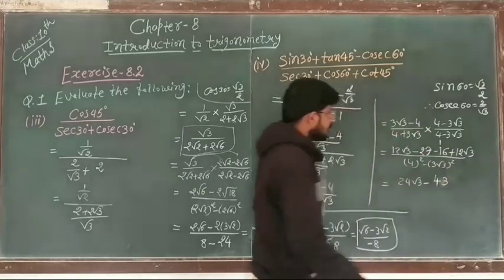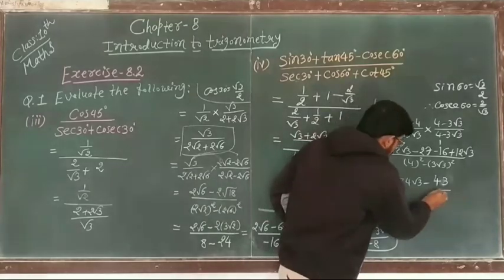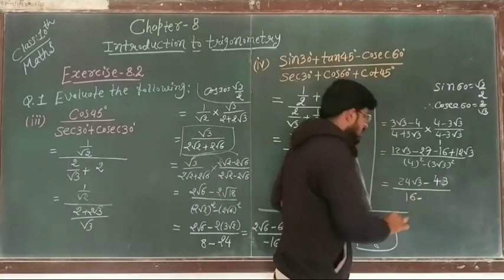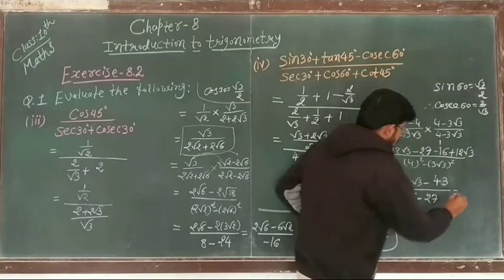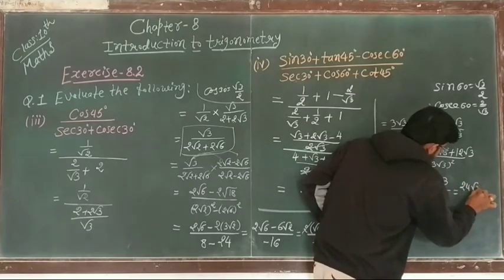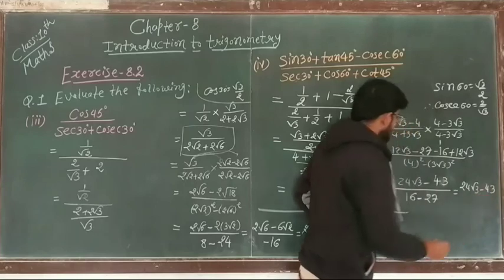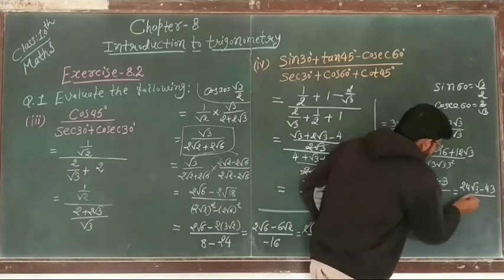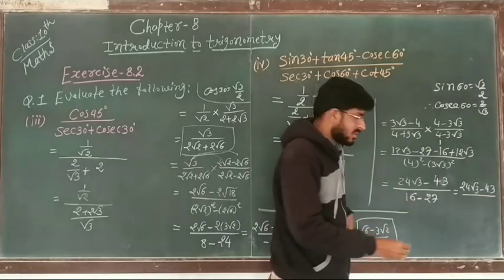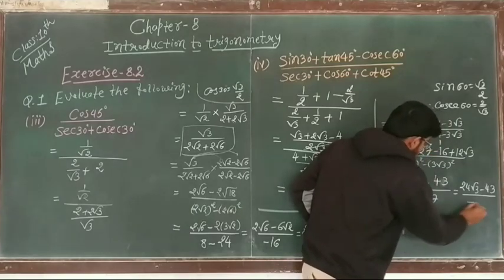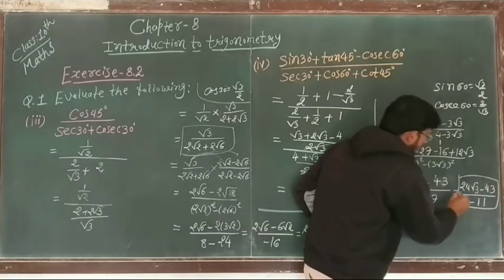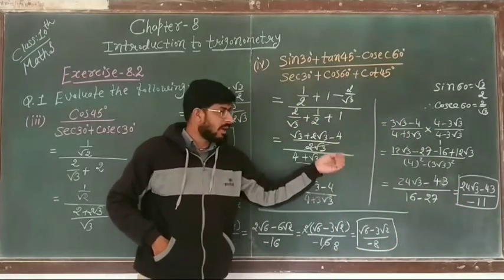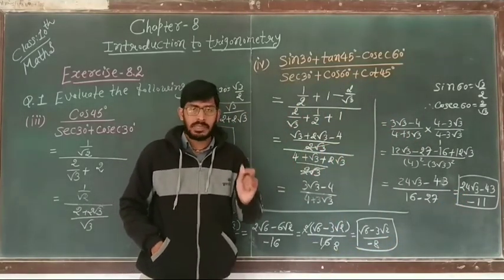So 43 upon 4 square, 16 minus 3 root 3 square, 27. So it gives 24 root 3 minus 43 upon 27 minus 16. It will be 11. So this is the final answer. Okay, 24 root 3 minus 43 upon minus 11.